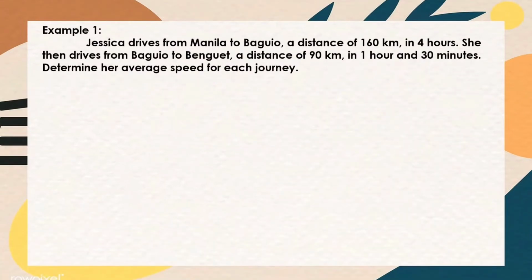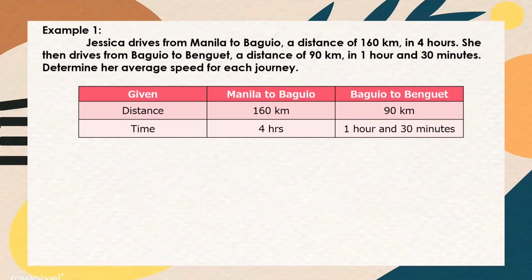Okay, so let's have another example. Jessica drives from Manila to Baguio with a distance of 160 km in 4 hours. She then drives from Baguio to Benguet with a distance of 90 km in 1 hour and 30 minutes. Determine her average speed for each journey. Let us use a table to determine the given. From Manila to Baguio, the distance is 160 km and the time is 4 hours. From Baguio to Benguet, the distance is 90 km and the time is 1 hour and 30 minutes.